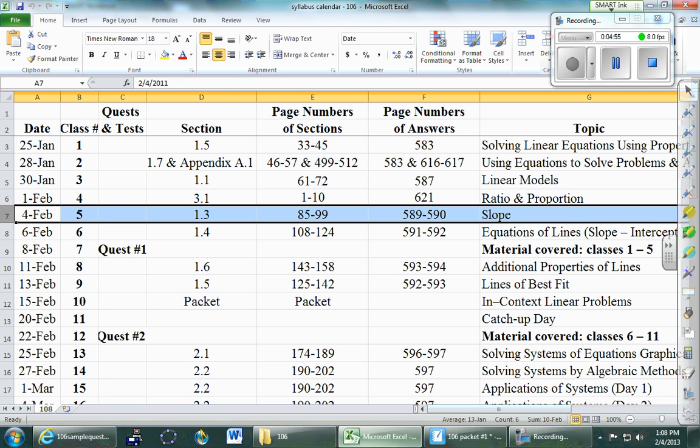Yeah, we have nothing planned for Friday except for taking this quest. Yeah.